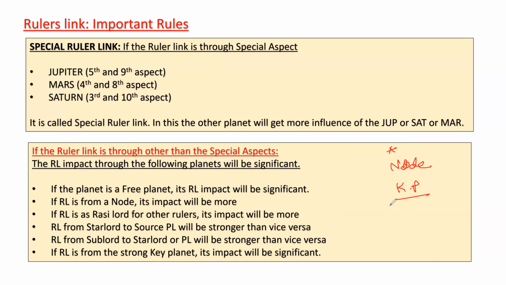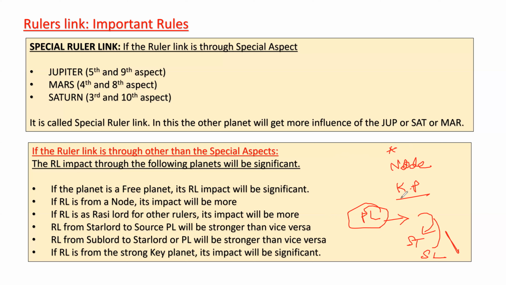Out of them, if the source planet, the planet itself, that is the captain of the ship, as I said, is forming ruler link to the star lord or sublord, if the planet is a free planet or node planet, or it is a good key planet, if that source planet itself is a good significator and it is forming ruler link to the star lord or sublord, that impact will be significantly more because that planet will try to give its influence to the other levels, being the source planet. I hope you would have understood.